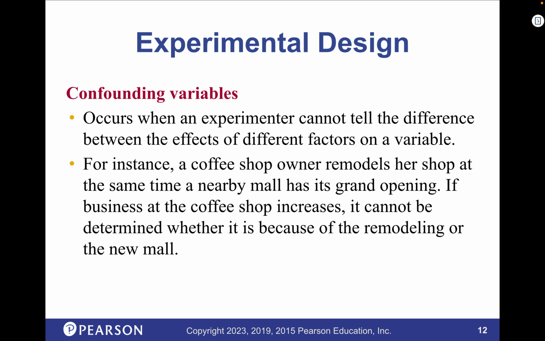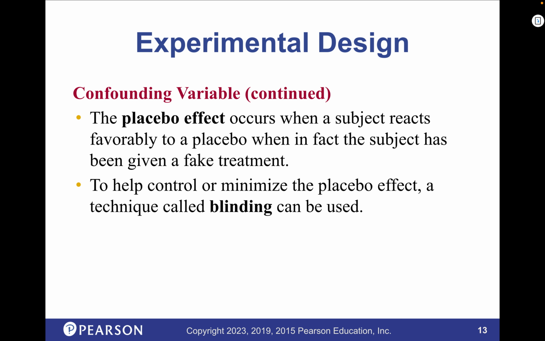Coffee shop owner remodels her shop. At the same time, a nearby mall has its grand opening. If business at the coffee shop increases, is it because we did a remodel, or is it because of the mall opening? There's these two things we're not able to tell the difference. Of course, we don't care. Our business went up, right? But when we're doing research, if we're looking for the reason, we've got to look out for those confounding variables. Using the placebo can help against this.